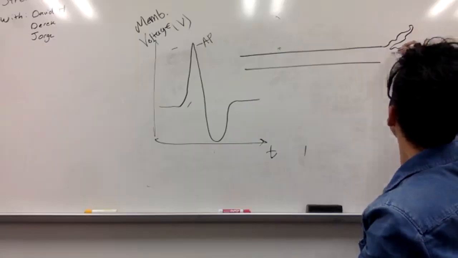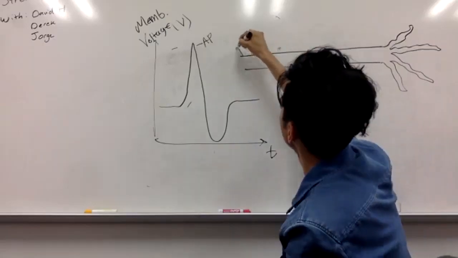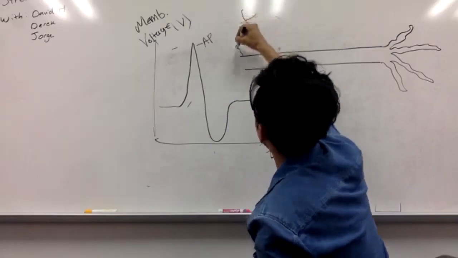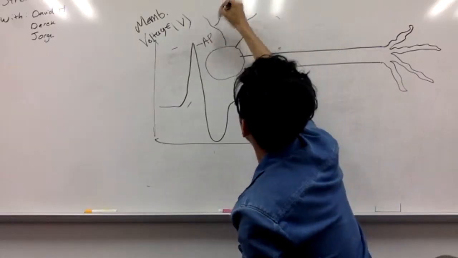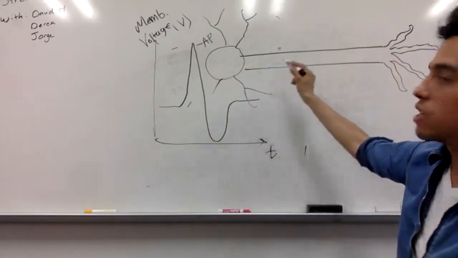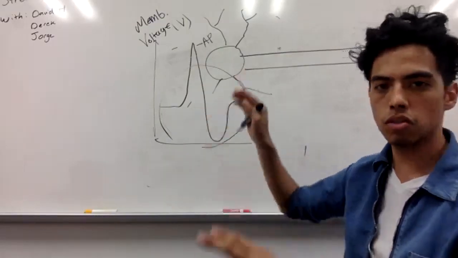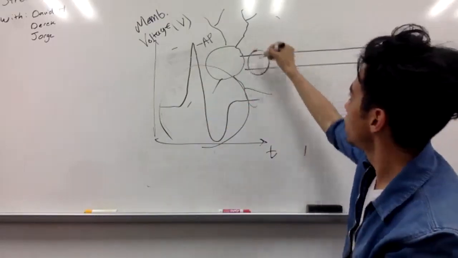So then the dendrite is your cell, and the cell body is like that. Okay, that's overlapping. But what I'm trying to show is that this graph right here, this change in action potential, is occurring right here.